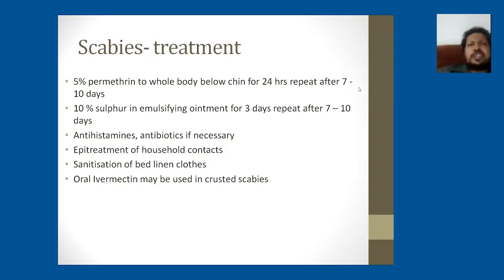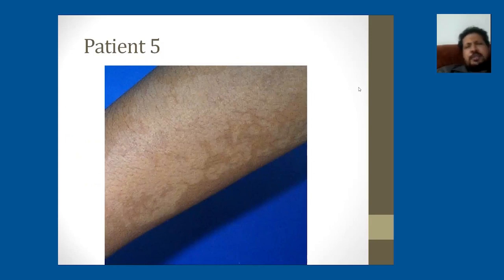Another alternative in the absence of permethrin is 10% sulfur, but that has to be used for 3 consecutive days and repeated after 7 days. It's very important in addition to this to sanitize the bed linen and clothes, and in resistant patients, especially in crusted scabies, you might have to go for oral ivermectin. So these are all relatively simple cases I'm showing you.